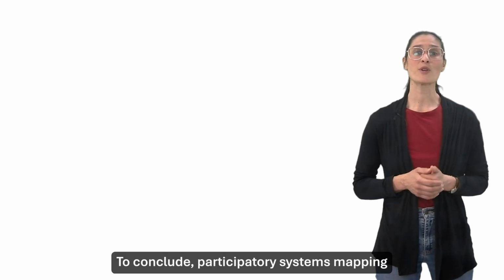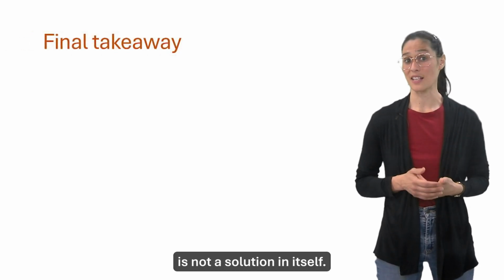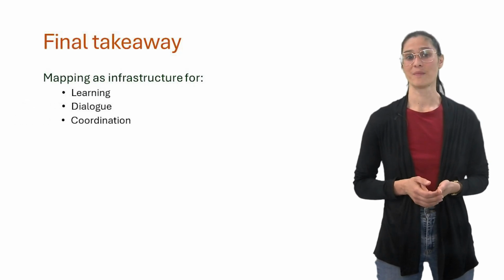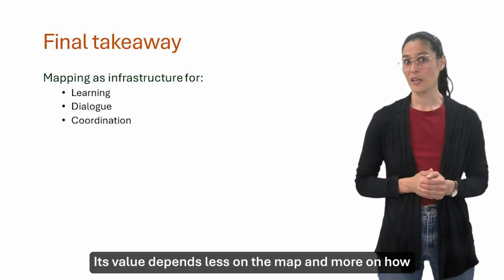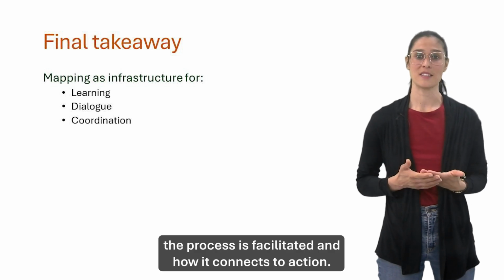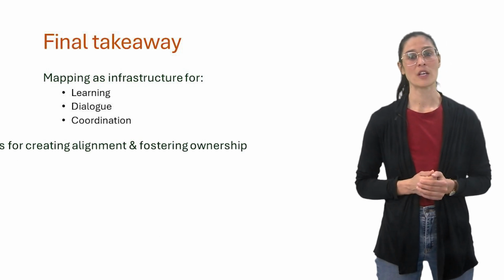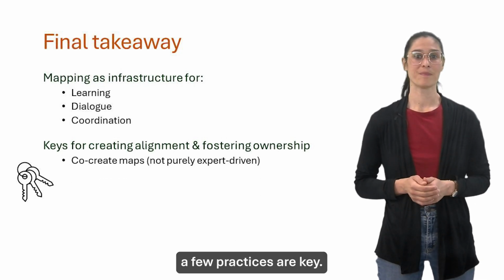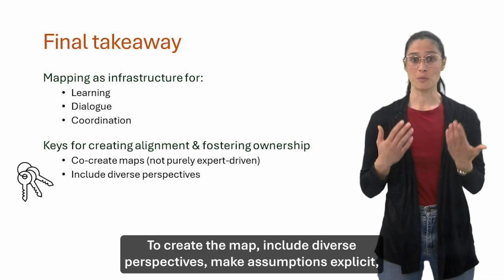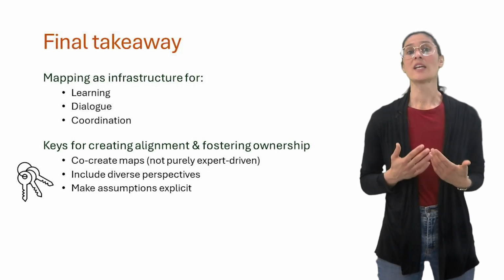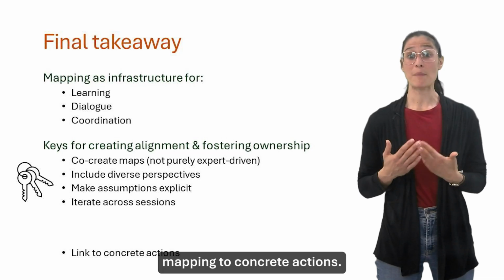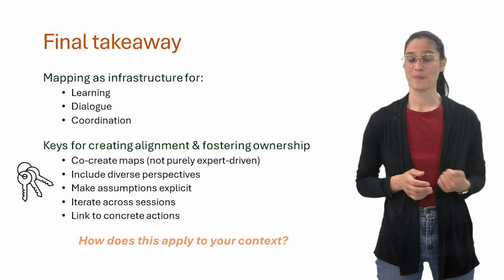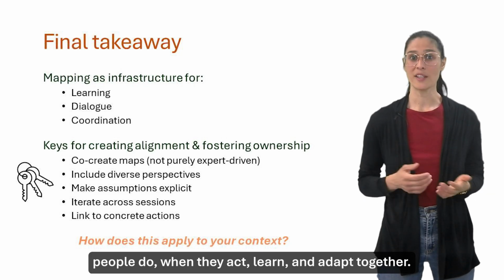To conclude, participatory systems mapping is not a solution in itself. It is an infrastructure for learning, dialogue, and coordination. Its value depends less on the map and more on how the process is facilitated and how it connects to action. To conclude on this module, to foster alignment and ownership, a few practices are key. To create the map, include diverse perspectives, make assumptions explicit, iterate over time, and always link mapping to concrete actions. Because in the end, maps do not change systems. People do when they act, learn, and adapt together.